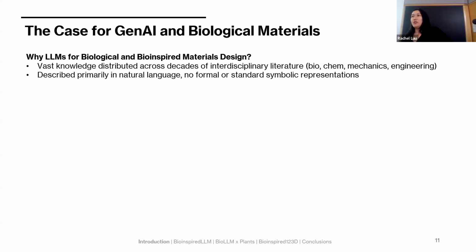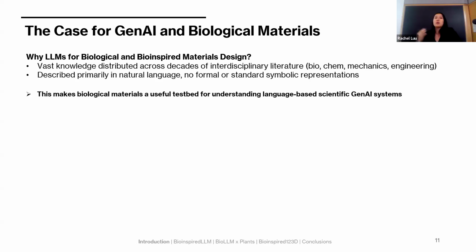So unlike other scientific applications such as molecular design or protein design, there's no set symbolic representation for biological materials. And oftentimes also in mechanics, we're describing things in natural language. And so for these two reasons, we suspect that biological materials provide a useful test bed for understanding language-based scientific Gen AI systems.